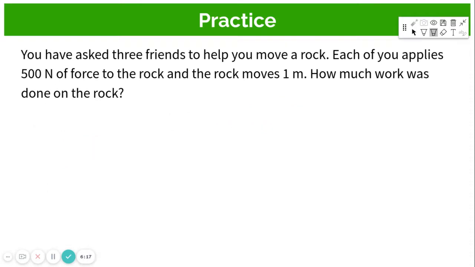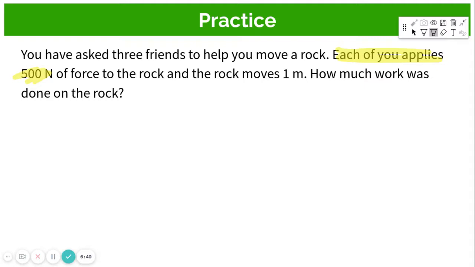You have asked 3 friends to help you move a rock. Each of you applies 500 newtons of force. Now read that carefully. Each of you, not one person or not all of you together. Each of you applies 500 newtons. So I apply 500, you apply 500, and so on, of force to the rock, and it moves 1 meter. How much work was done on the rock?